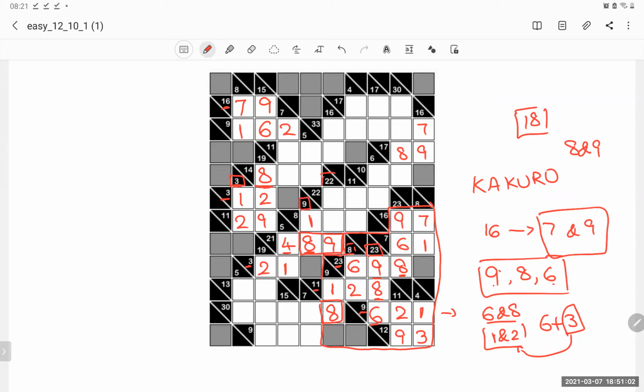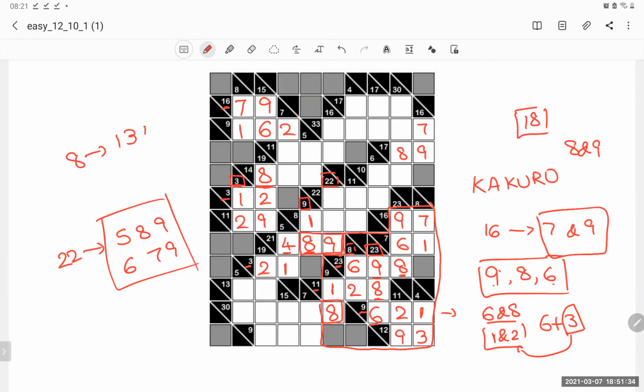What is the combination for 22? 5, 8, 9 or 6, 7, 9. These are the two combinations, correct? Now, for 8, what is the combination? 1, 3, 4 or 1, 2, 5, because you have 3 cells. If you see the combination of these two, what are the only common numbers between these two?